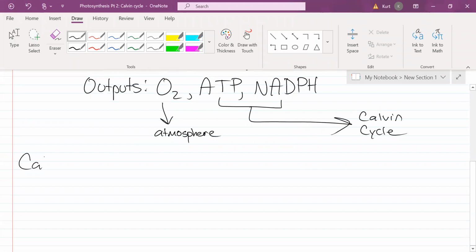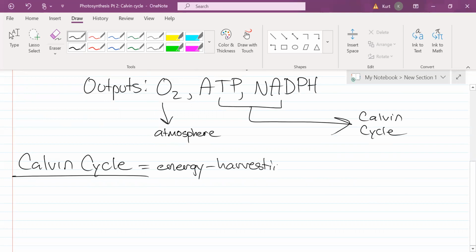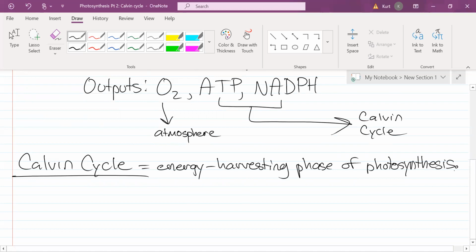So, Calvin cycle. This is the energy harvesting phase of photosynthesis. You finally made your energy. Now you're going to use that energy to make sugar. Location is the stroma, which is the open area within a chloroplast.